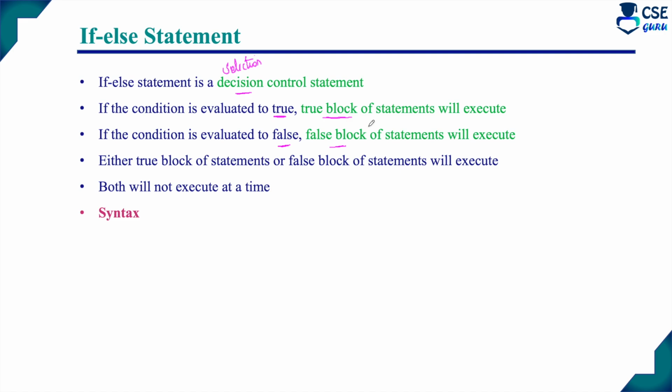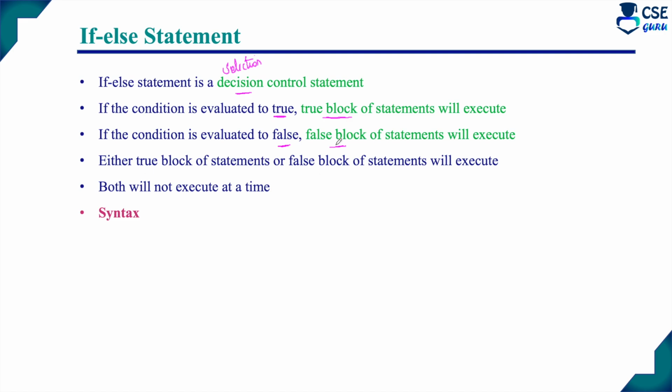Only if the condition is evaluated to true, the true block of statements will execute. If it is false, nothing is specified, so control will simply be transferred to the next statement in the C code. But here, if the condition is evaluated to true, the true block of statements will execute. If it is evaluated to false, the false block of statements will execute.